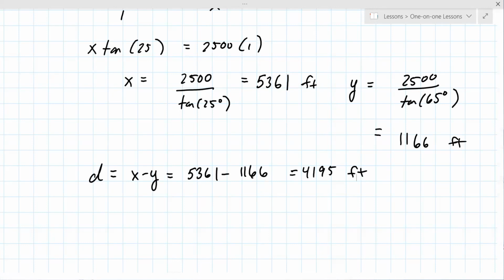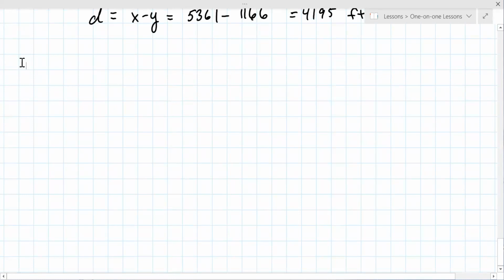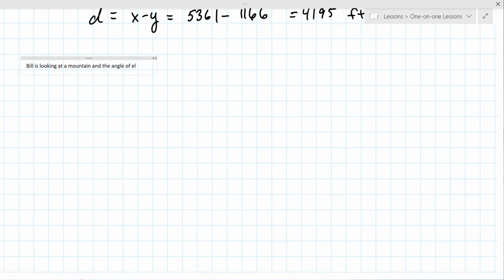Okay, that one's pretty straightforward, not terrible. Let me come up with the question here. So Billy is looking at, I don't know, we'll call it, it's usually a mountain. And the angle of elevation is, let's say 20 degrees. Let's make it 10 degrees.